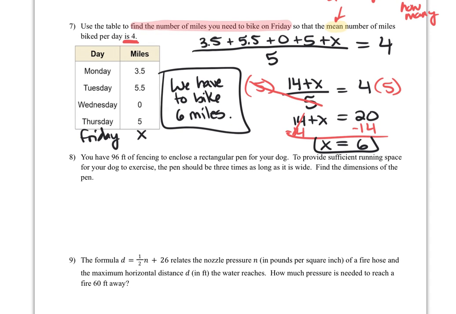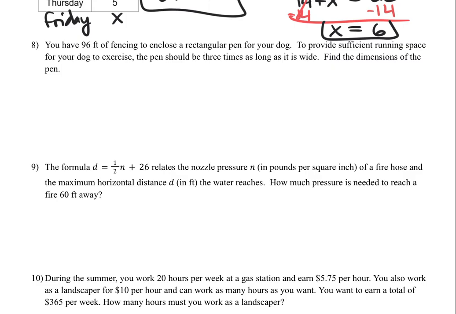Yes. This guy here, number 8. You have 96 feet of fencing to enclose a rectangular pen for your dog. Okay? Cool. I like to sketch out what I have. So they said a rectangular pen. There's my dog pen. And they even said 96 feet of fencing. So I would circle or highlight that.